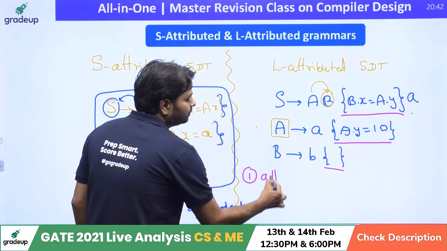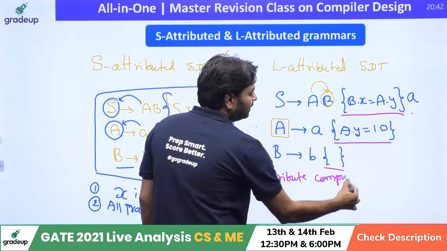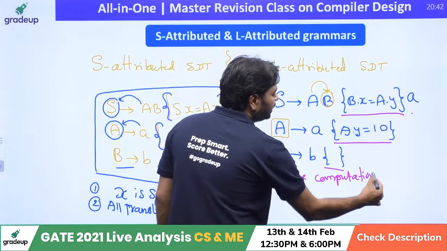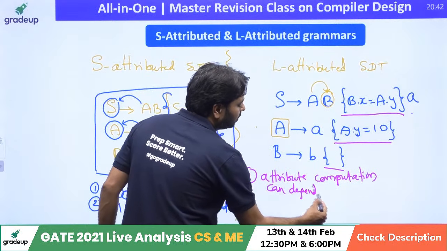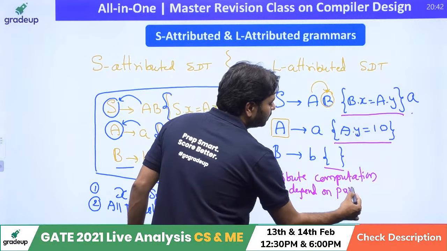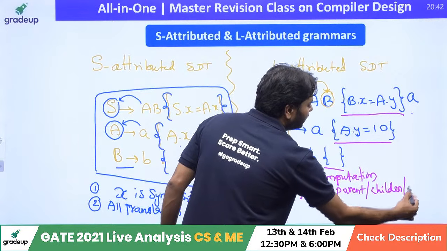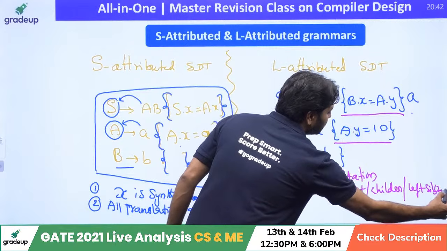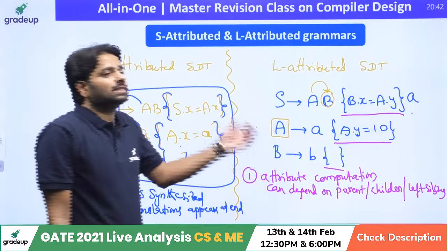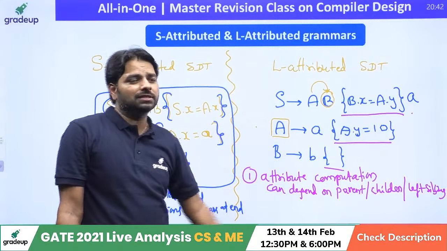Attribute computation, even the same attribute you can do. Computation can depend on parent, even children, left sibling only, because the parsers that use this grammar follow only a left to right scan, so they only know about the left sibling.